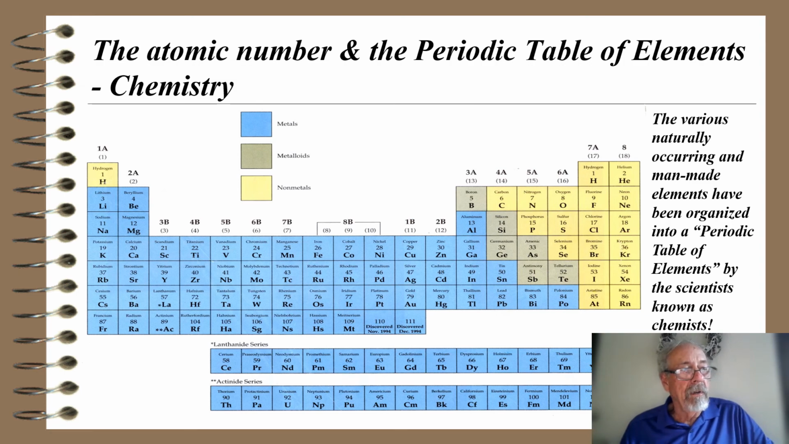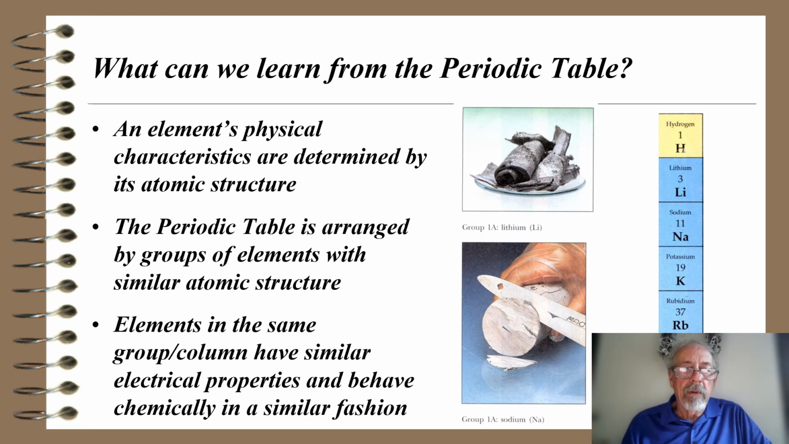So as I take a look at the next slide, I asked the question, what can we learn from the periodic table of elements? And it turns out we can learn a lot, basically the chemical properties of things. So again, the first bullet: an element's physical characteristics are determined by its atomic structure.